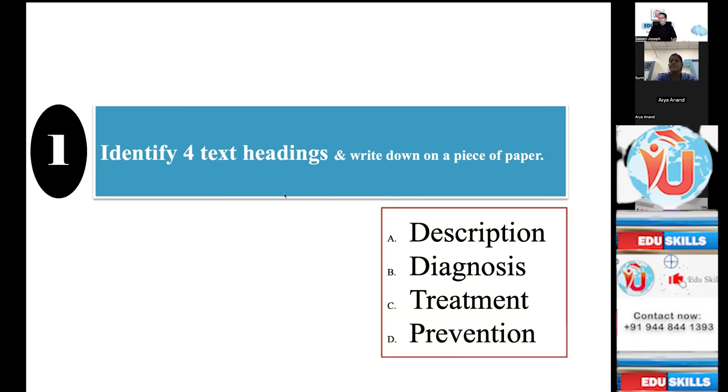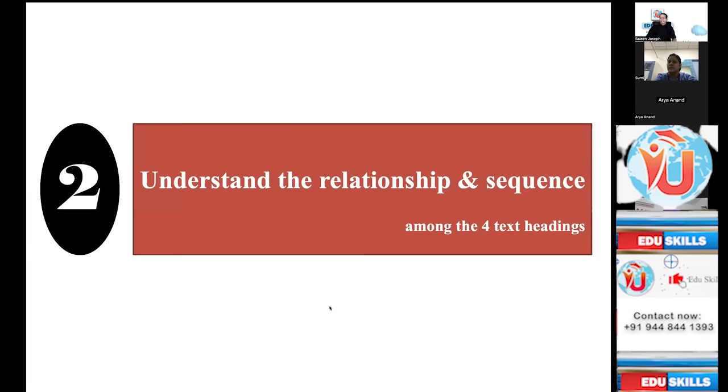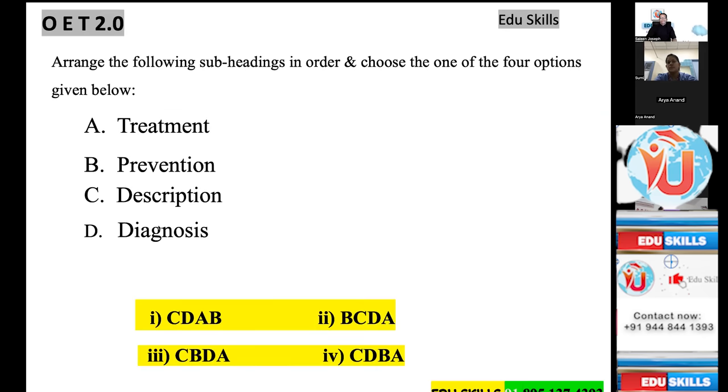Now, the first step, I'm going very slow so that you get it clearly. If you are really interested in getting 20 answers right in 10 minutes or below, you have to be very patient and go through these steps one by one as you practice your Part A. Step one, identify four text headings and write down on a piece of paper. Maybe glandular fever has these headings: description, diagnosis, treatment, prevention. Then step two, understand the relationship and sequence among the four text headings.